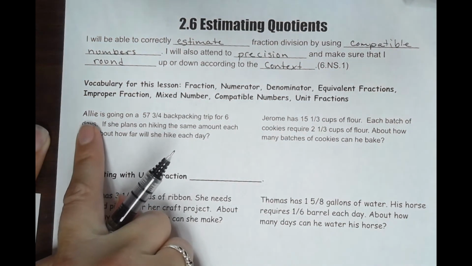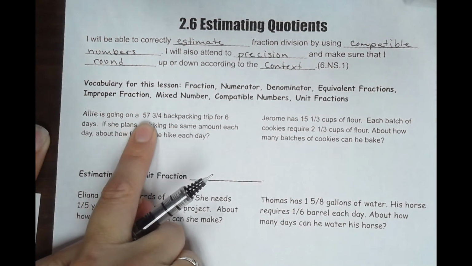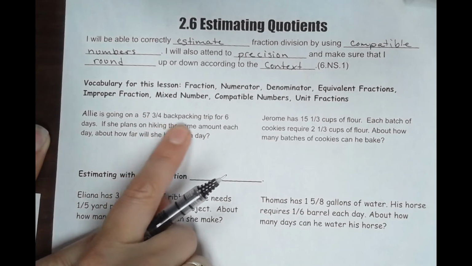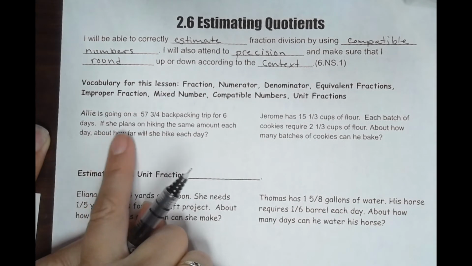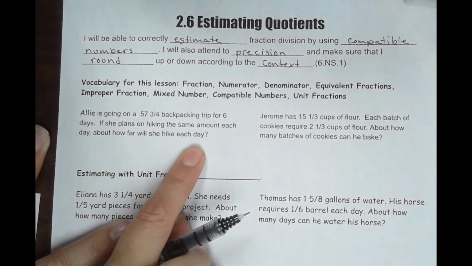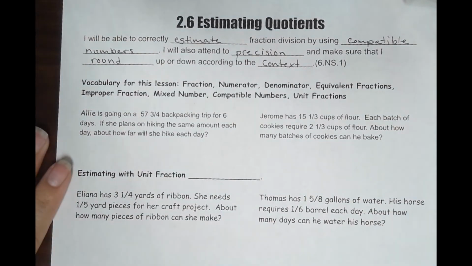Alright, let's look at this example. Allie is going on a 57 3/4 mile backpacking trip for 6 days. If she plans on hiking the same amount each day, about how far will she hike each day? So, I want you to think about this.